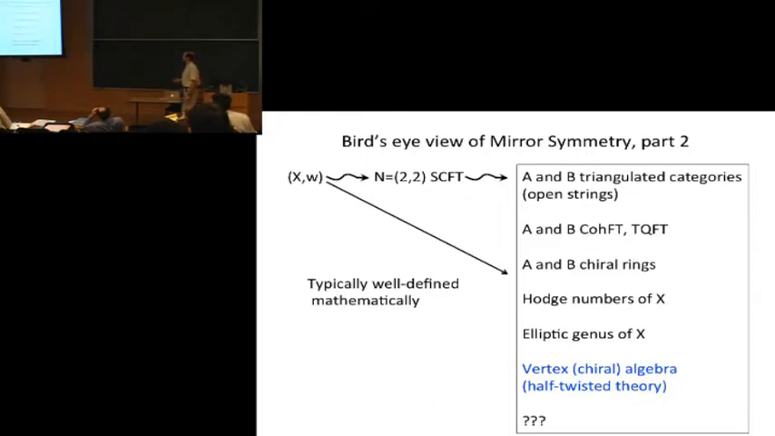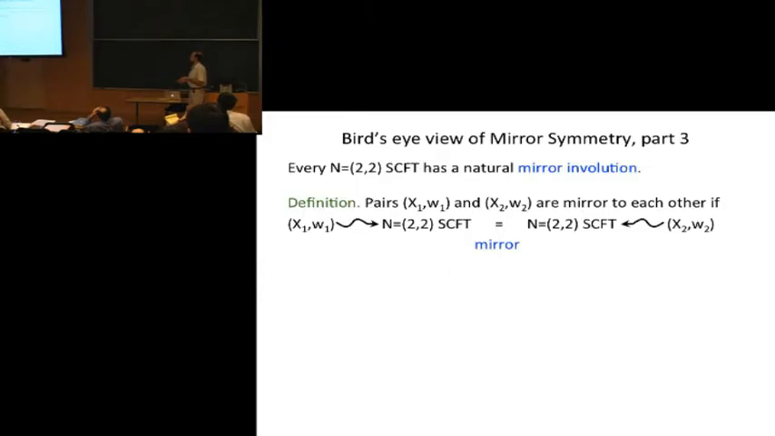But what I'm going to talk about today is the vertex, or in physics terms, chiral algebra aspect of the N=(2,2) superconformal field theory. What it is, first of all, is some kind of Hamiltonian approach to quantum field theories. So it's some kind of vector space for the N=(2,2) conformal field theory. And then there is some kind of Dolbeault operator on it, and the half-twisted theory is more or less the cohomology with respect to that operator. N=(2,2) conformal field theory has a natural mirror involution. I'm not going to say what it is, but the N=(2,2) structure gets flipped. And pairs of Calabi-Yaus with complexified Kähler classes are called mirror to each other if the corresponding N=(2,2) superconformal field theories obtained by sigma models are mirror.